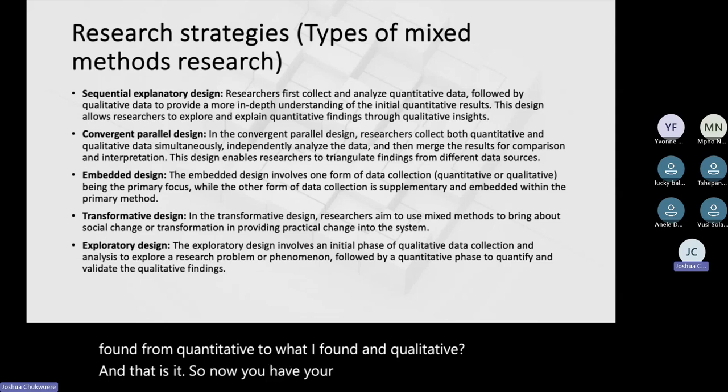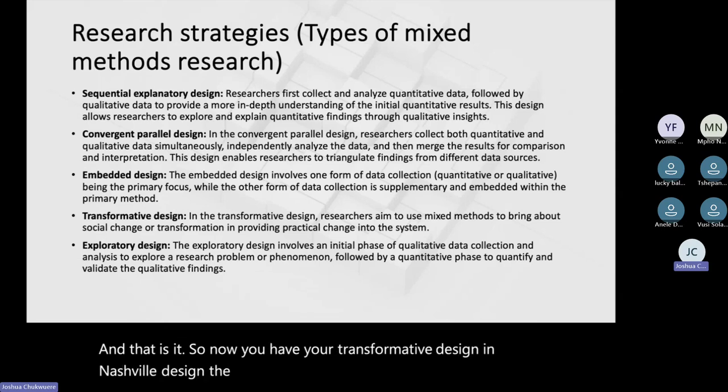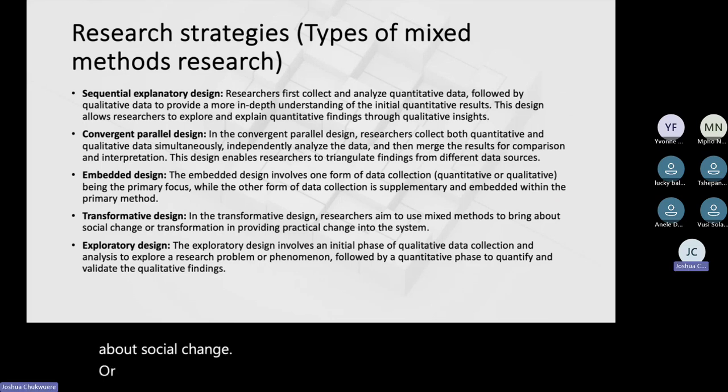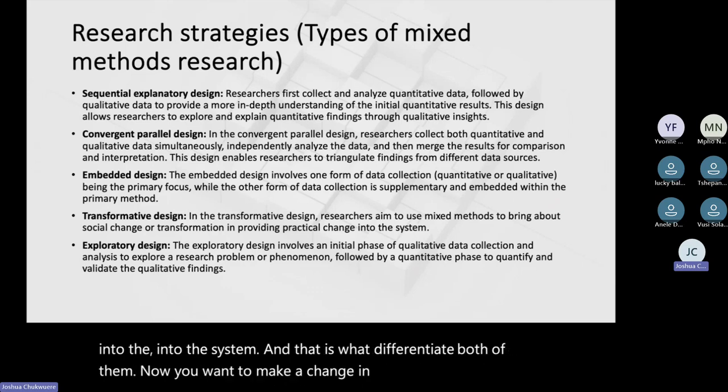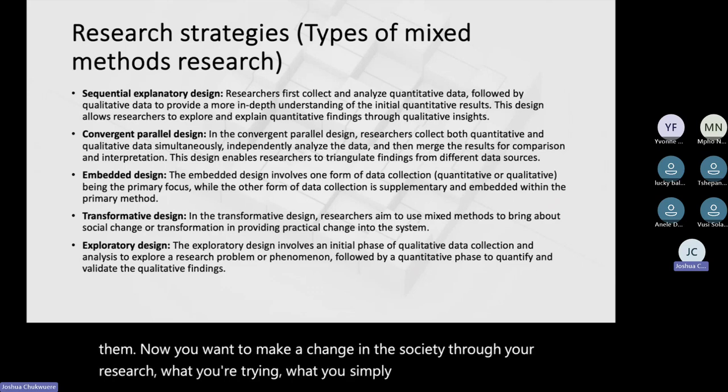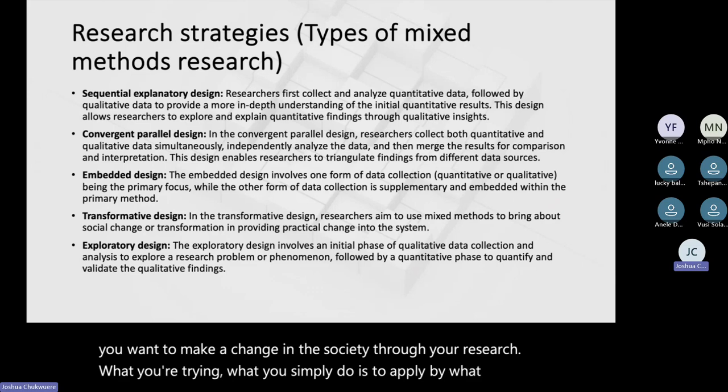So now you have your transformative design. In a transformative design, the researcher aims to use a mixed method to bring about social change or transformation, providing practical change into the system, and that is what differentiates both of them. Now, you want to make a change in the society through your research. What you simply do is to apply it by what? By providing through your research.